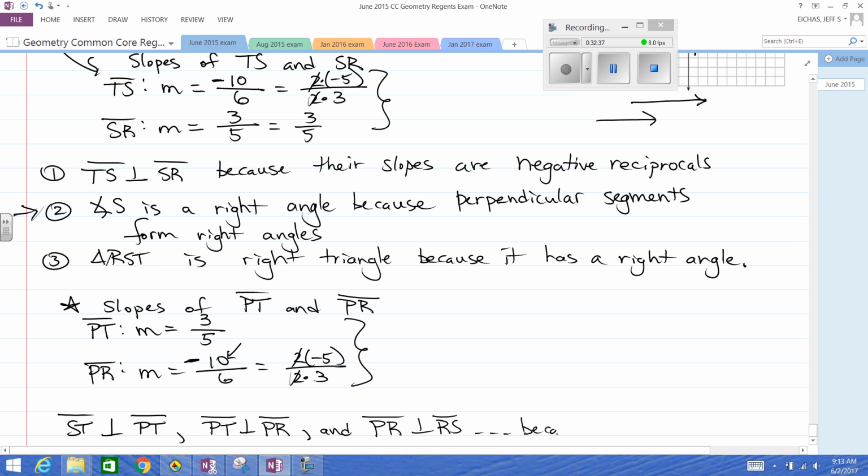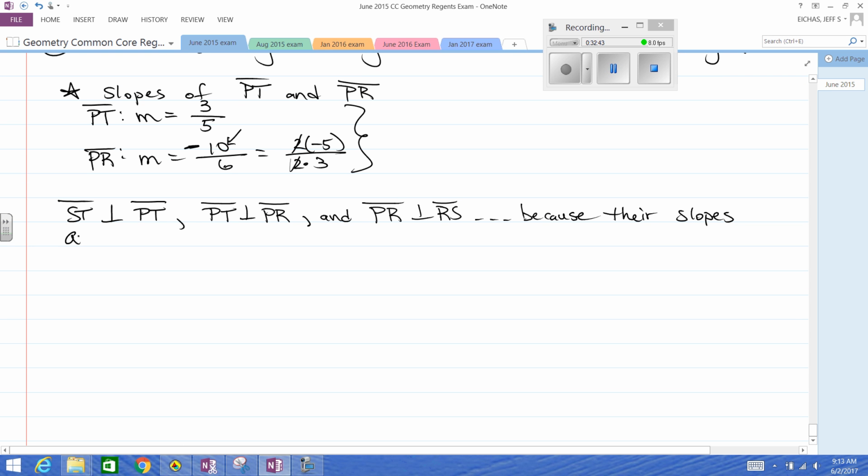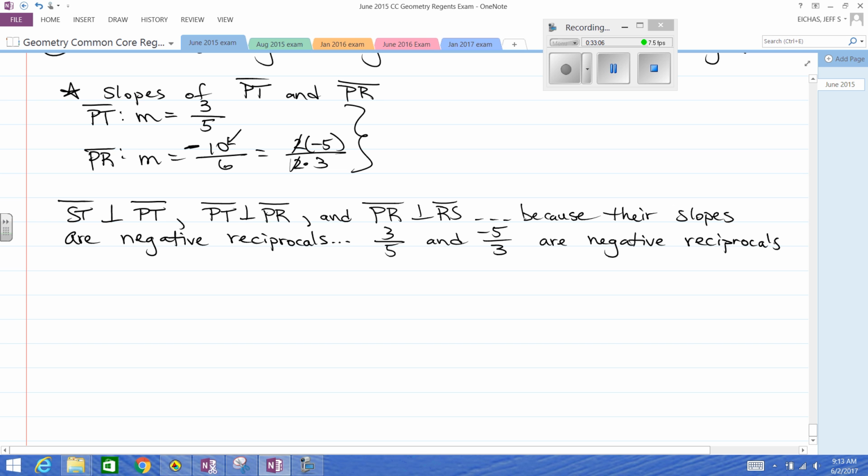Again, this is because their slopes are negative reciprocals. Right? And we can specify what it is. 3/5 and negative 5/3 are negative reciprocals. Okay, and all the combinations of these have one of the two.